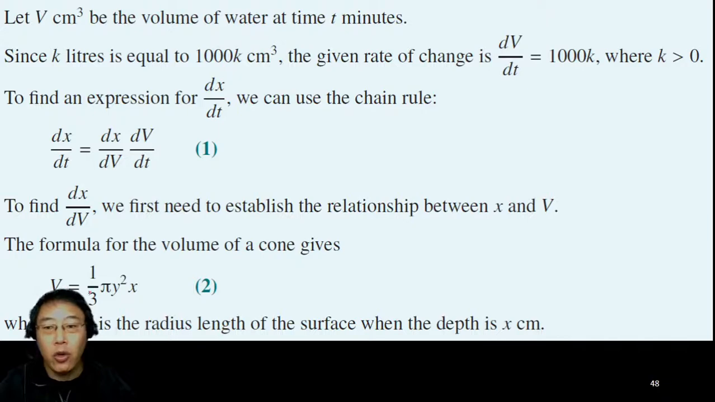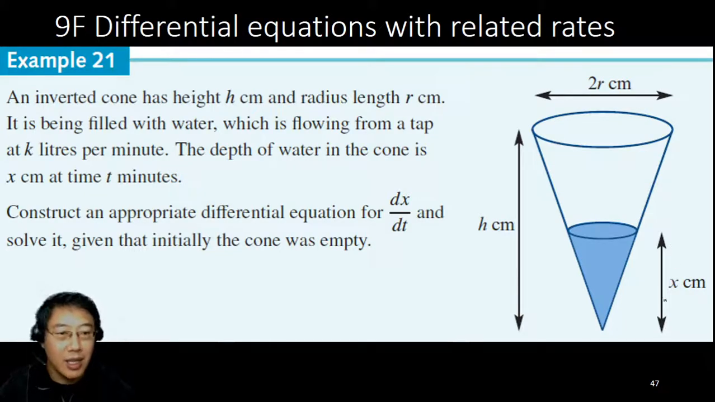Okay, for a cone, you need to remember V equals a third of pi y squared times x. Now in pi y squared, we're going to define y as the radius length of the surface when the depth is x centimeters. So going back to that drawing, that's x, and y is this side. Similarly, when the cone is full, that's the height, and half of it is the radius.